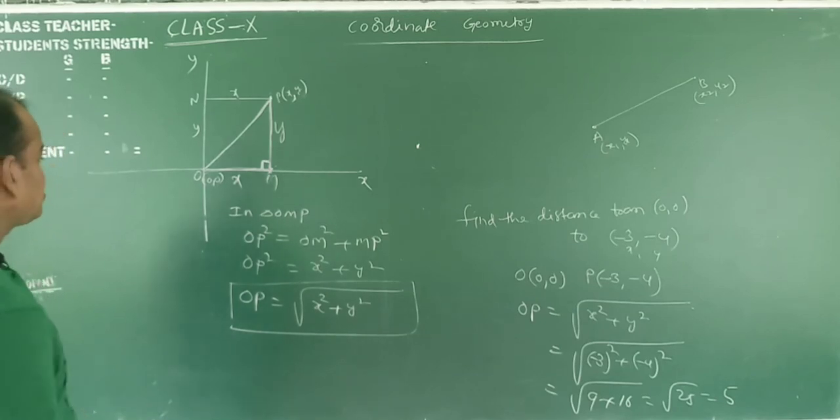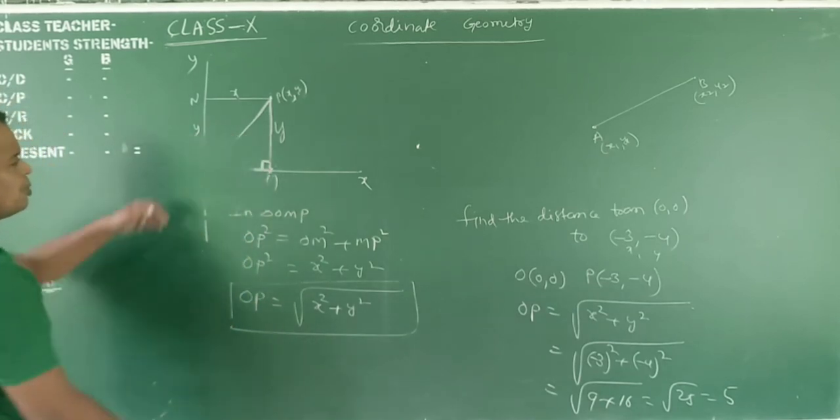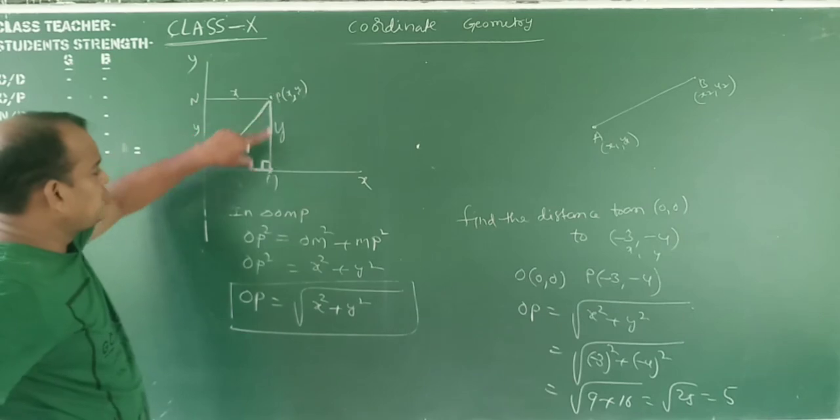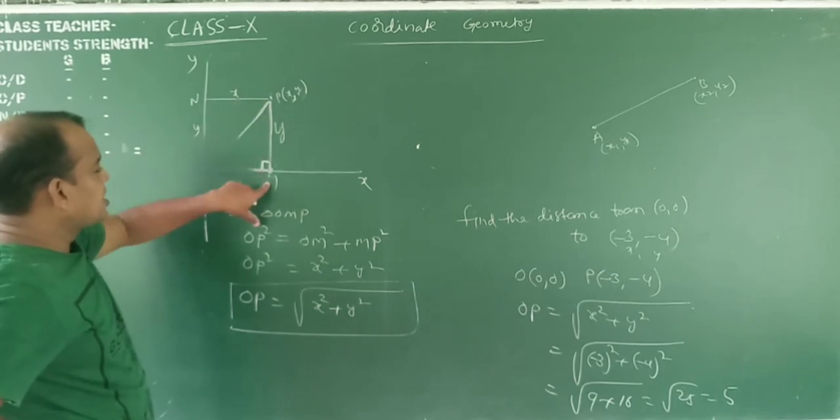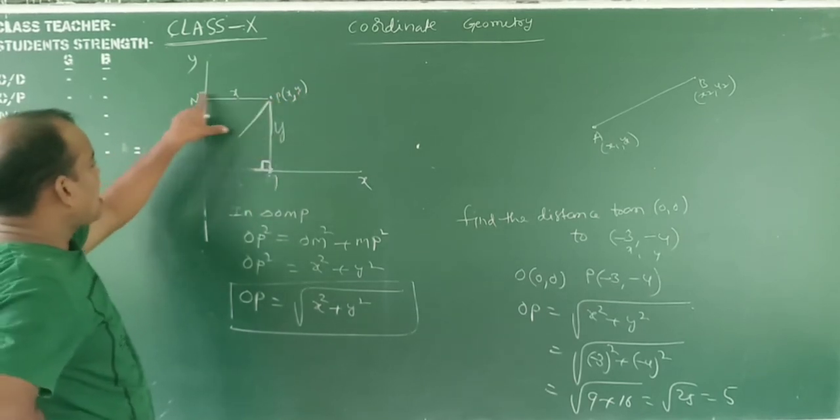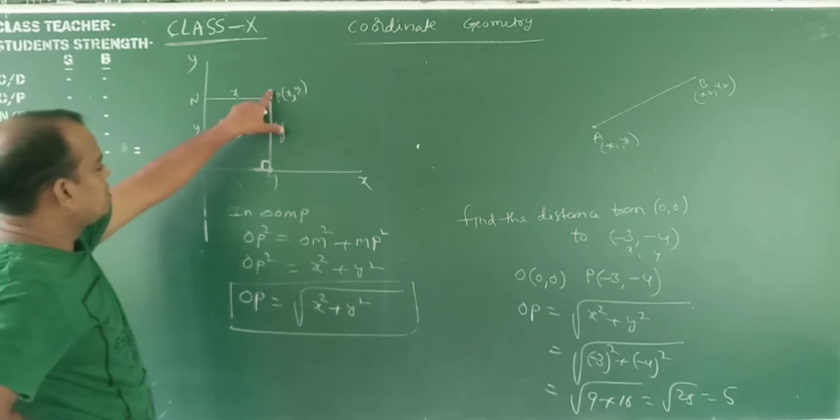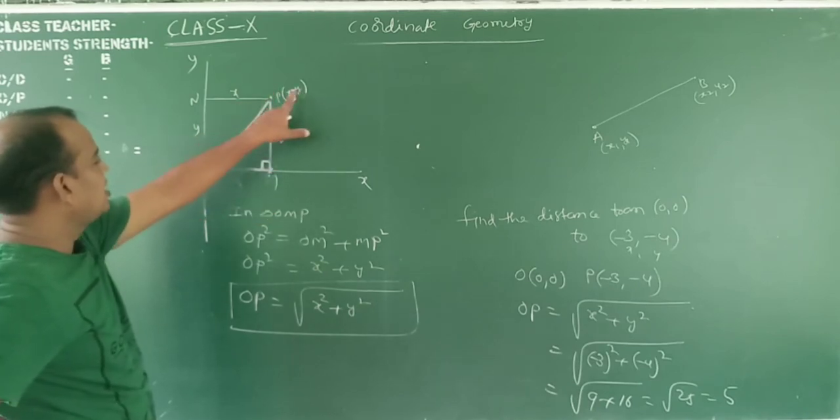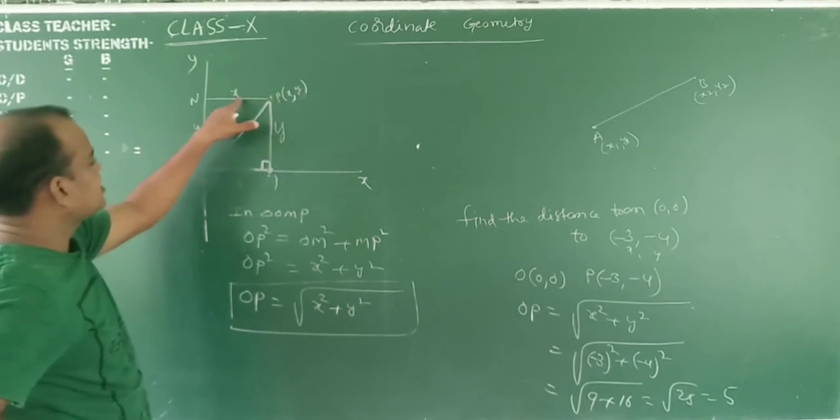Now we will go to the next problem. Remember the formula: the distance from P to the x axis is the y coordinate, and the distance from P to the y axis is the x coordinate. The distance from P to the x axis is y. The distance from P to the y axis is x.